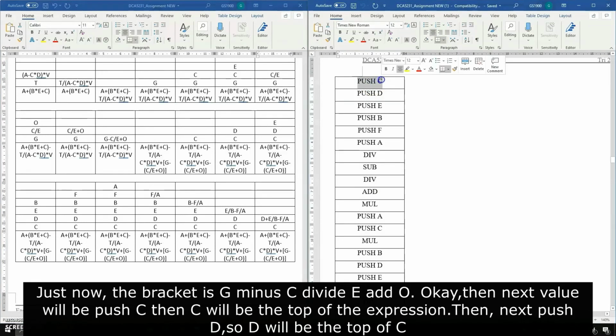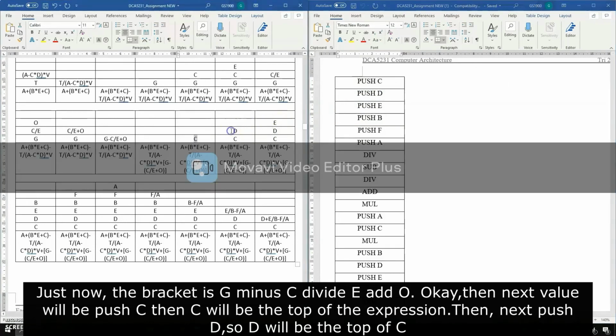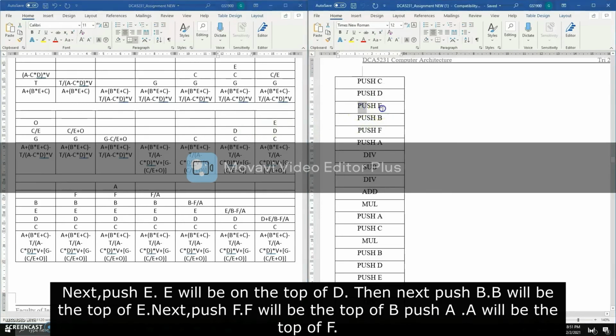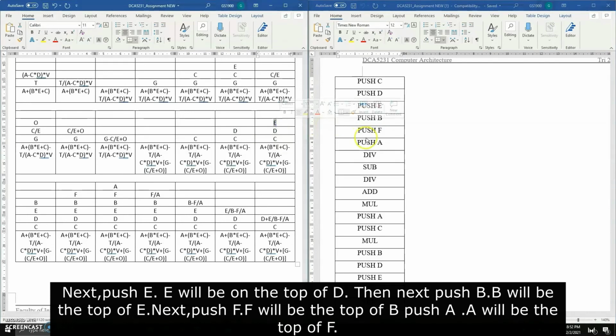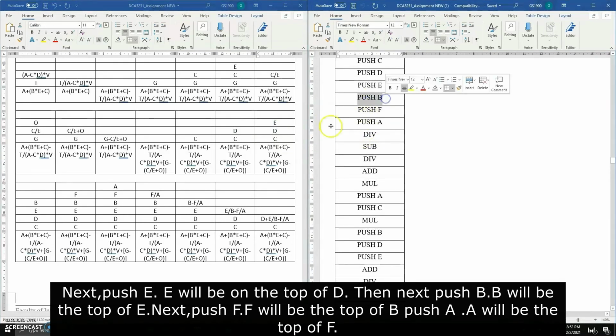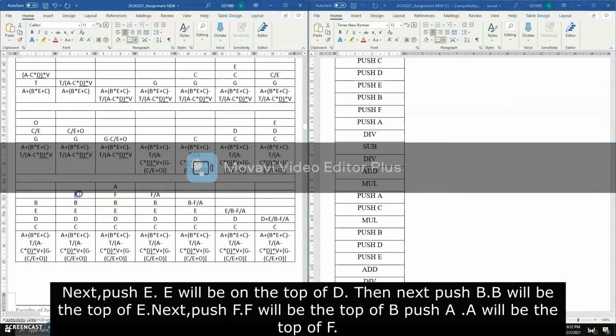Okay, then next value will be push C. Then C will be on the top of the expression. Then next push D. So D will be on the top of C. Next push E. E will be on the top of D. The next push B. B will be on the top of E. Next push F. F will be on the top of B. Push A. A will be on the top of F.